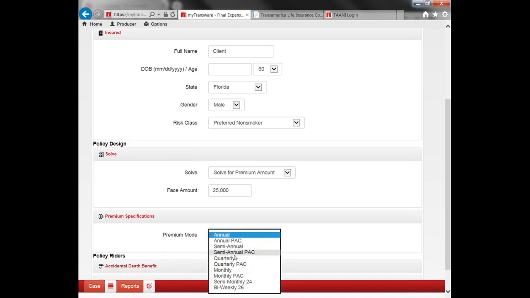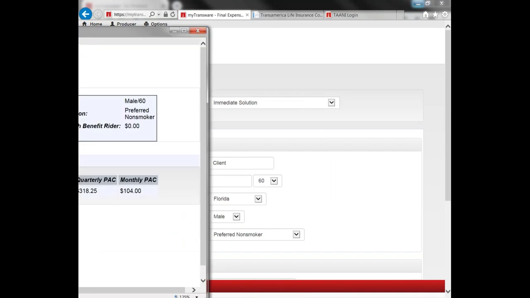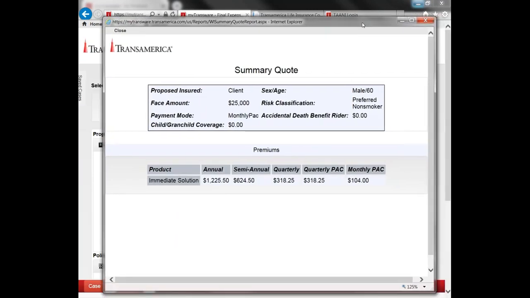They want to pay monthly PAC. PAC means a pre-authorized check, which they just pull out of their account. Then you go to reports and then summary. The summary shows that for this 60-year-old female, $25,000 is $104 a month. In this situation, she would simply pay this $104 for life.